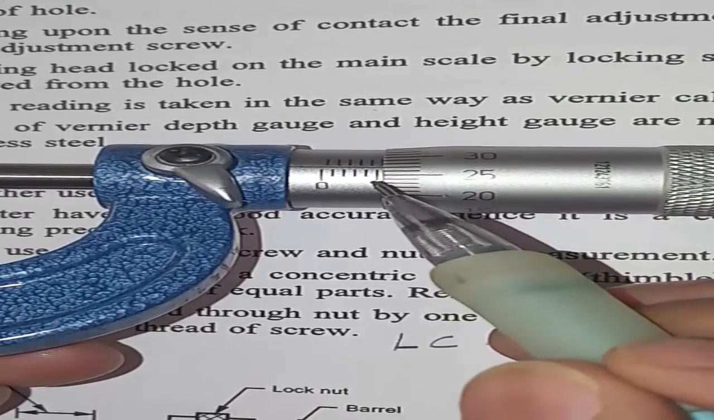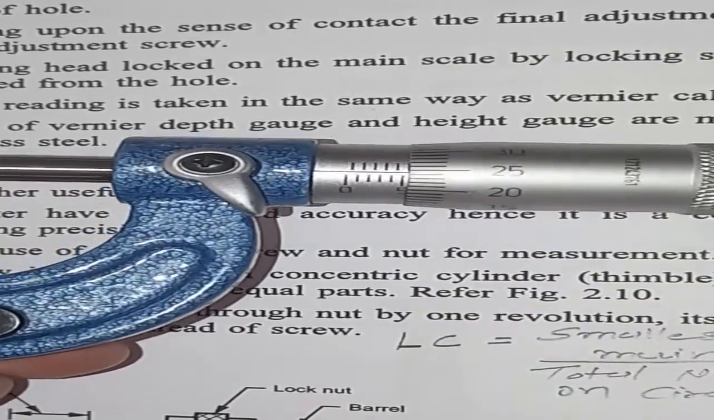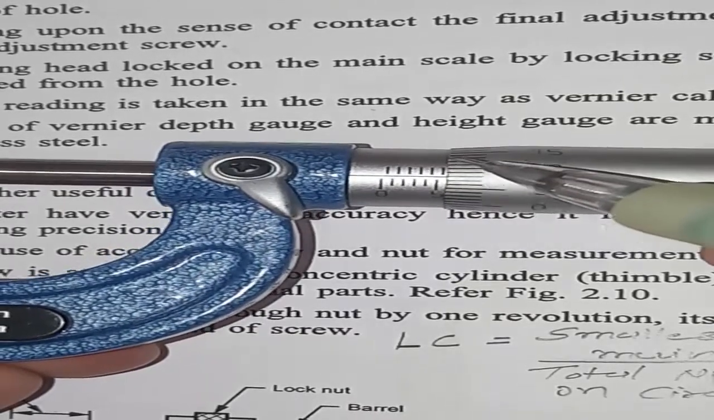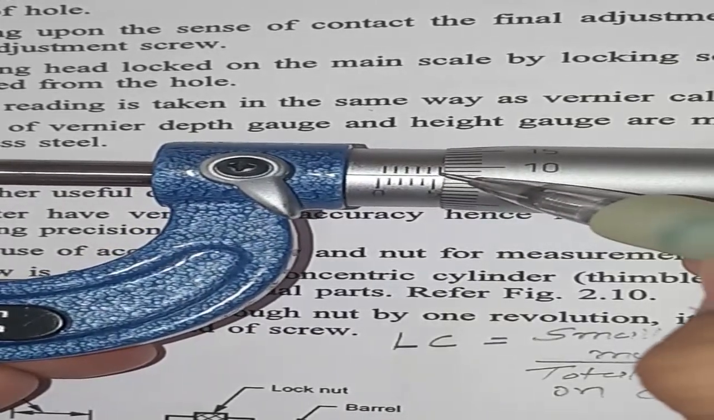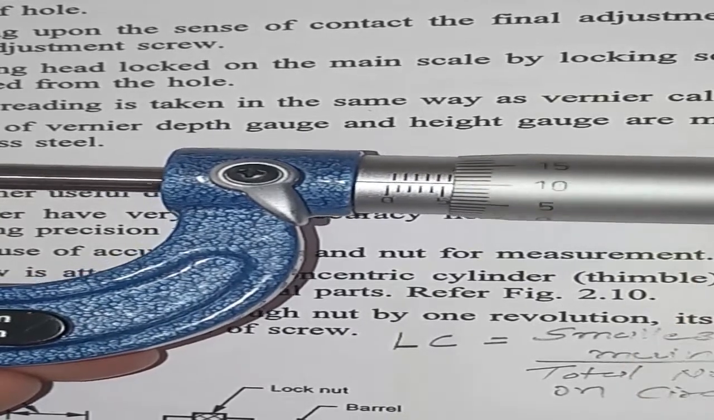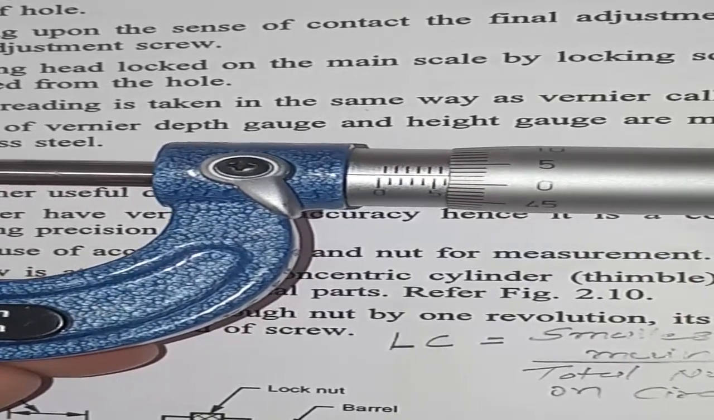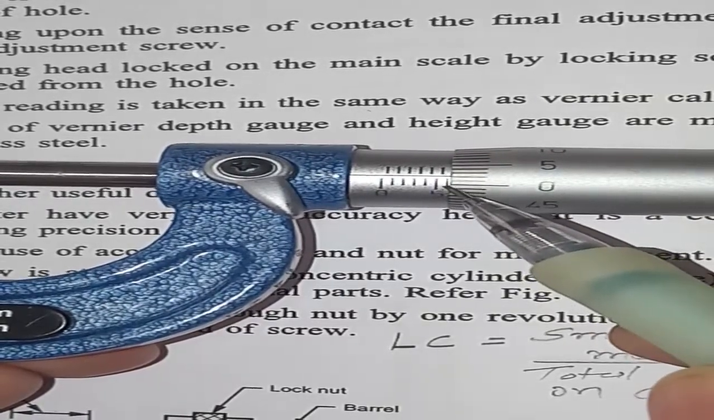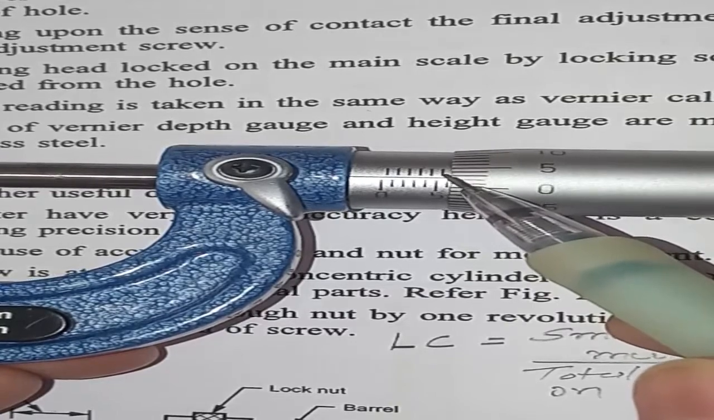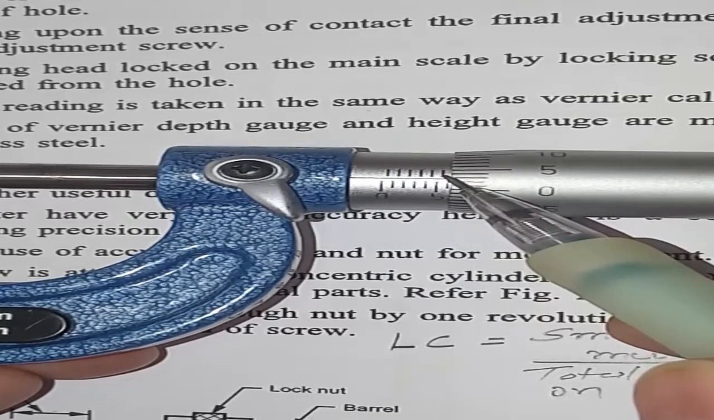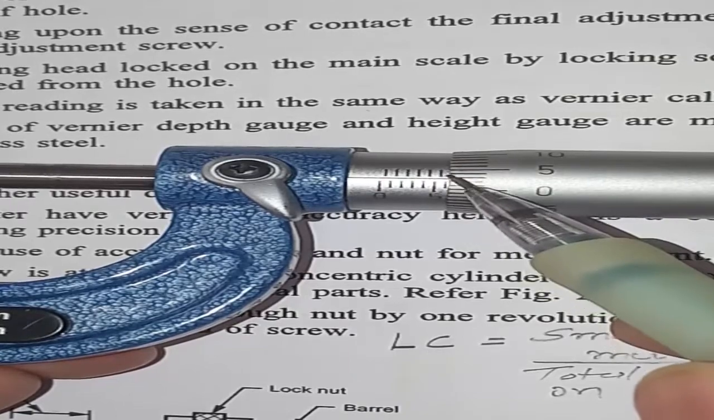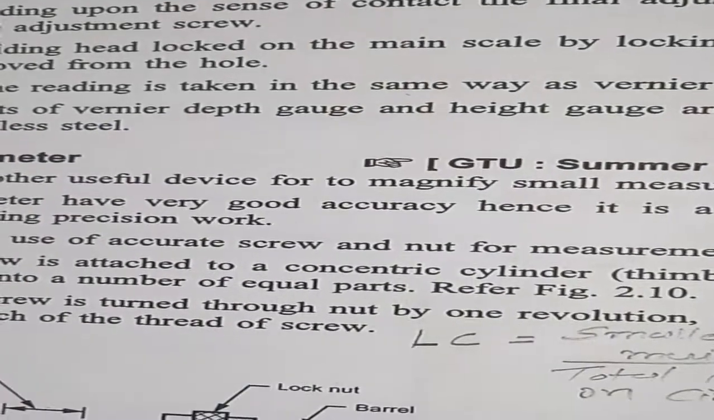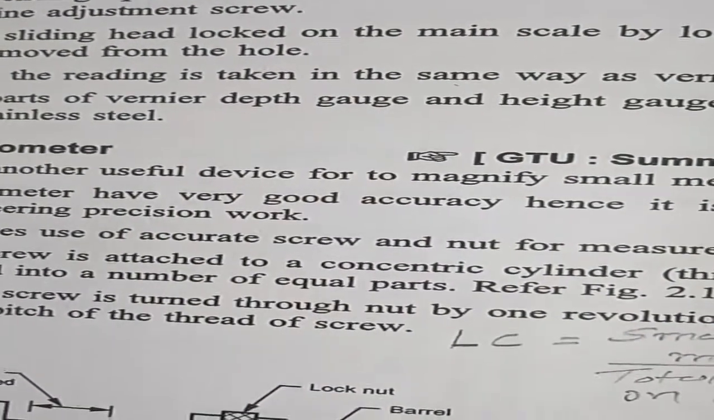You can see here this is 5 mm, and after 5 mm there is one more line given here, that is 5.05 mm, and again this is 5.1. You can see the scale here. So this is 5 and 1. In between there is a line which divides this 1 mm into half, so it is 0.5 mm. The smallest division on the main scale is 0.5 mm.